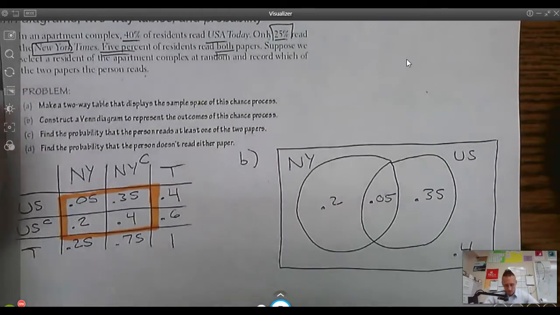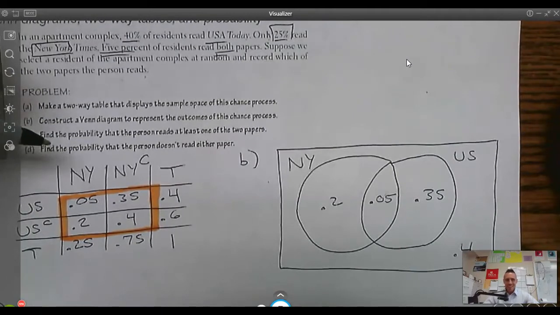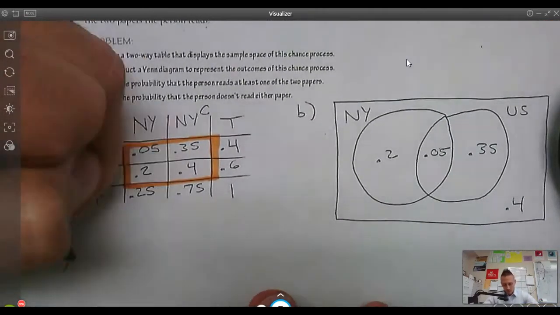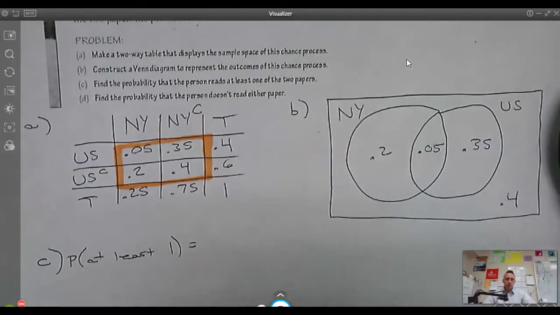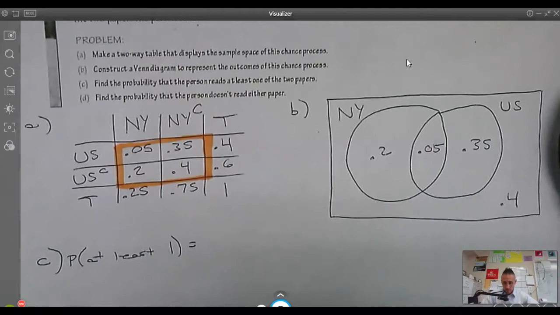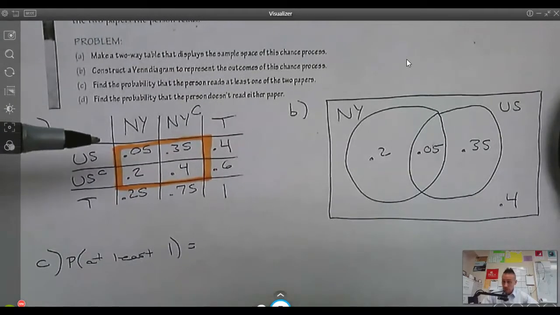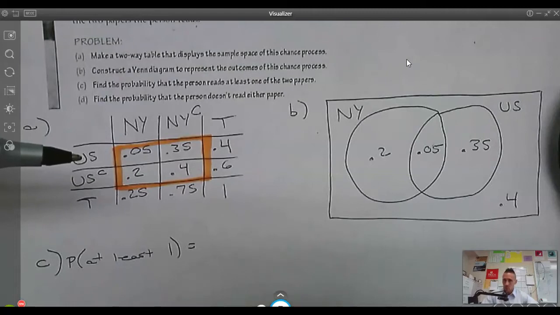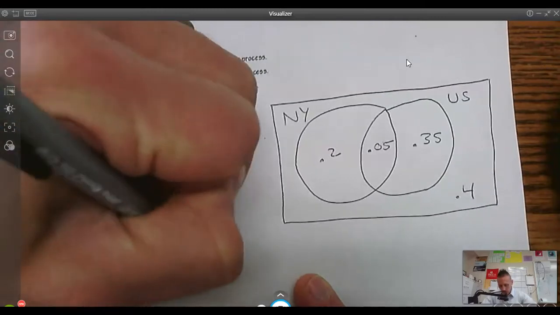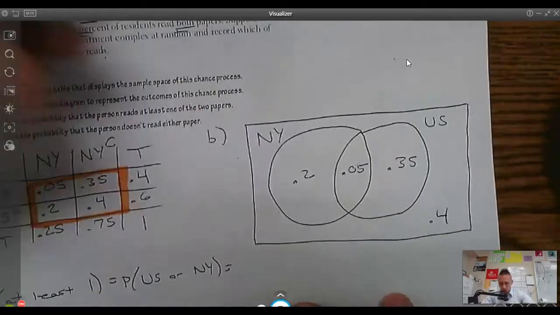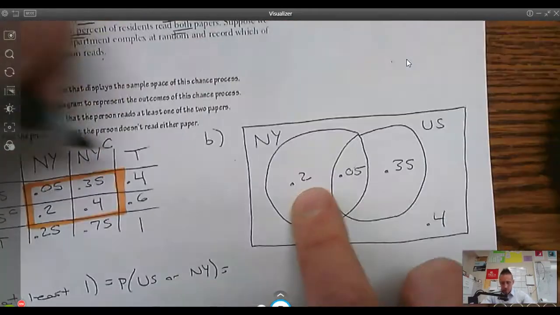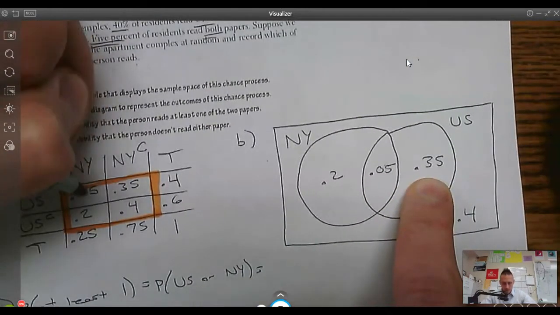Part C. Find the probability that the person reads at least one of the two papers. So probability of at least one. That means they read one or the other or both. So again, at least one means they read the New York Times or the USA Today or both. So this is just really asking what's the probability they read the USA Today or the New York Times. One or the other or both. So all I need to do is sum up these three probabilities, whether it's in the Venn diagram or the two-way table.